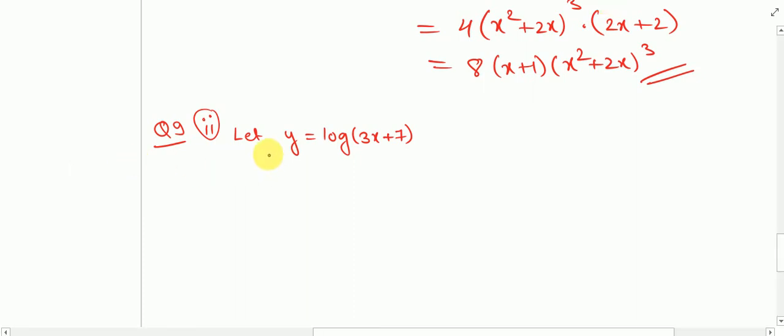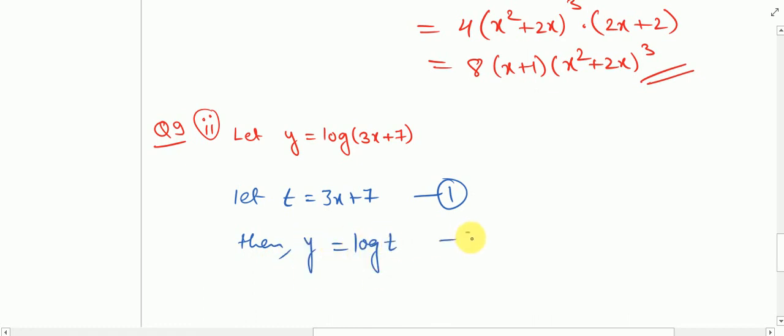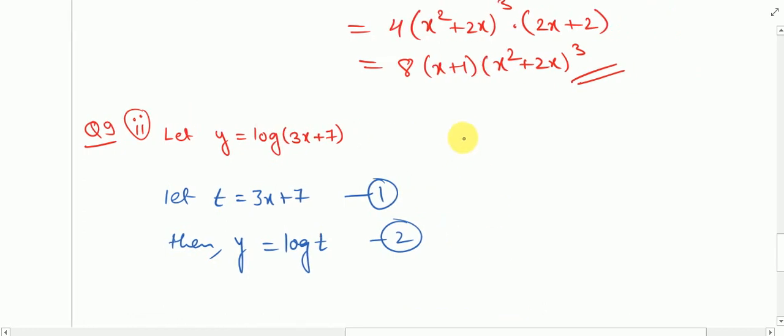See number 2. Here y is equal to log of 3x plus 7. So you can do it directly also, otherwise you should do chain rule. So the question is, when you want to use chain rule, how are you going to do it? You have to put this 3x plus 7 as t. So let t is equal to 3x plus 7, this will be equation 1. Then your y will become log t, this will be 2. Then you have to find dt upon dx, because this is a function of x, and dy upon dt, because this is a function of t, and then use chain rule.